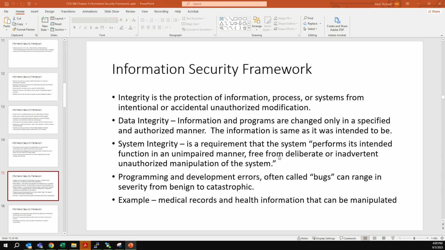Programming and developing errors, these are called bugs, can range from small to big. Medical records and health information can be manipulated, and we don't want this to happen, of course. It could be catastrophic to a patient.